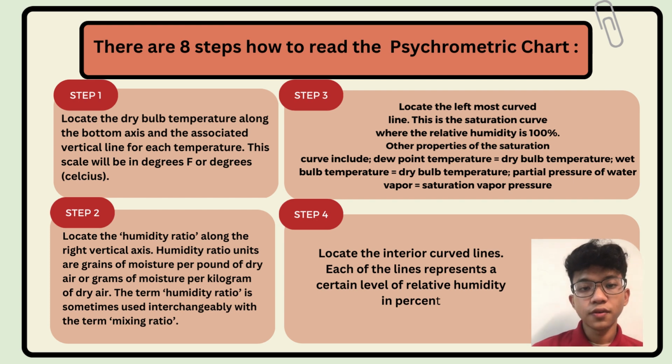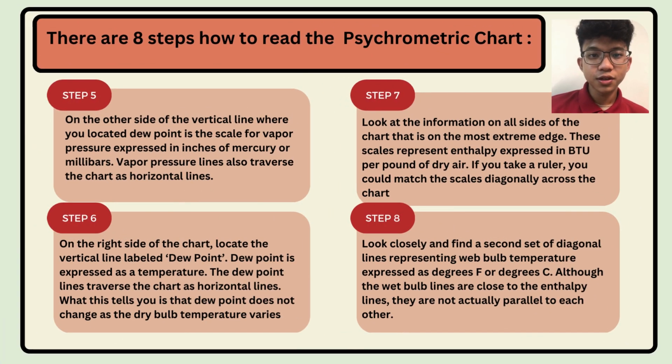For the next step, step 4, locate the interior curve lines. Each of the lines represents a certain level of relative humidity in percent. Let's continue to the next step, which is step 5.